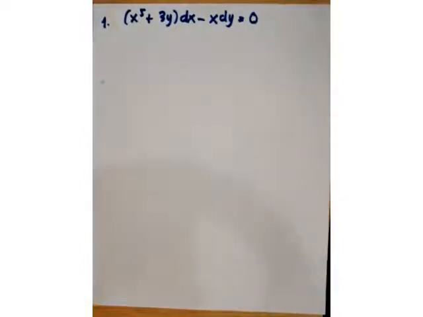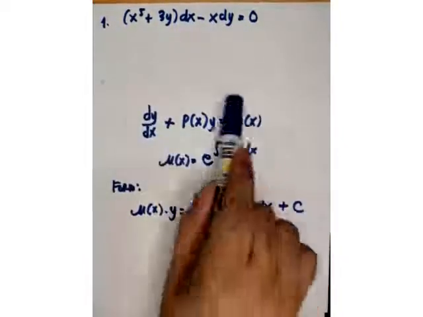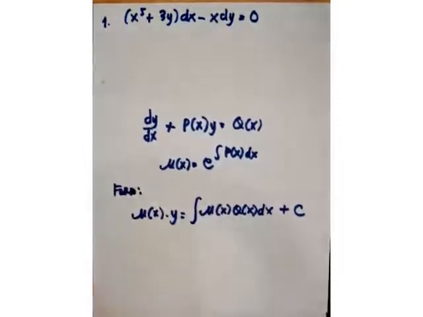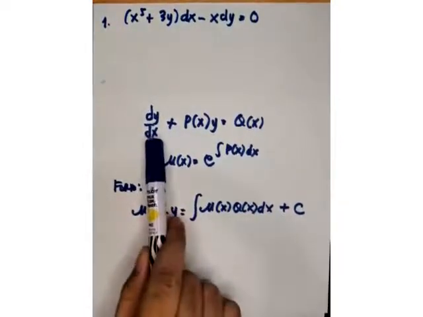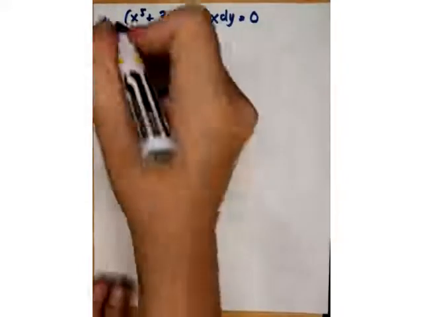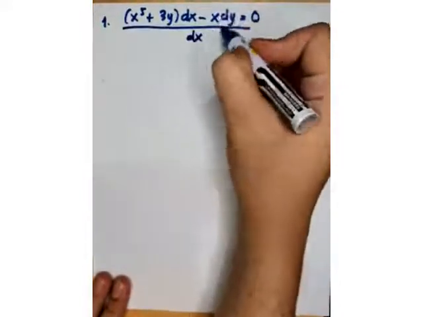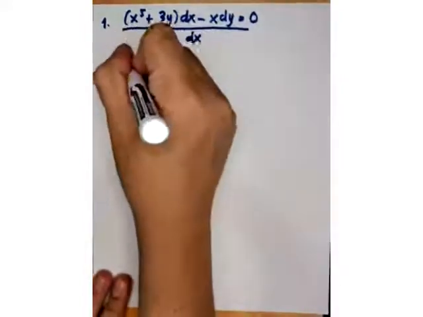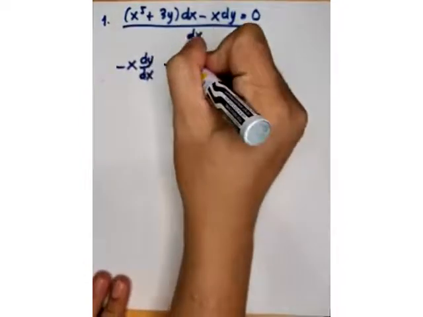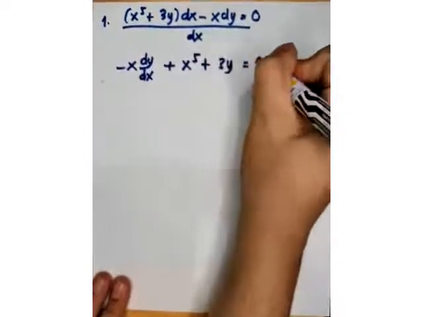After that, we will transform it into this form using algebra. The first thing to do is to bring out dy over dx. So let's divide the whole equation by dx, and then I will move this to the first position. It becomes negative x dy over dx plus x raised to 5 plus 3y is equal to 0.